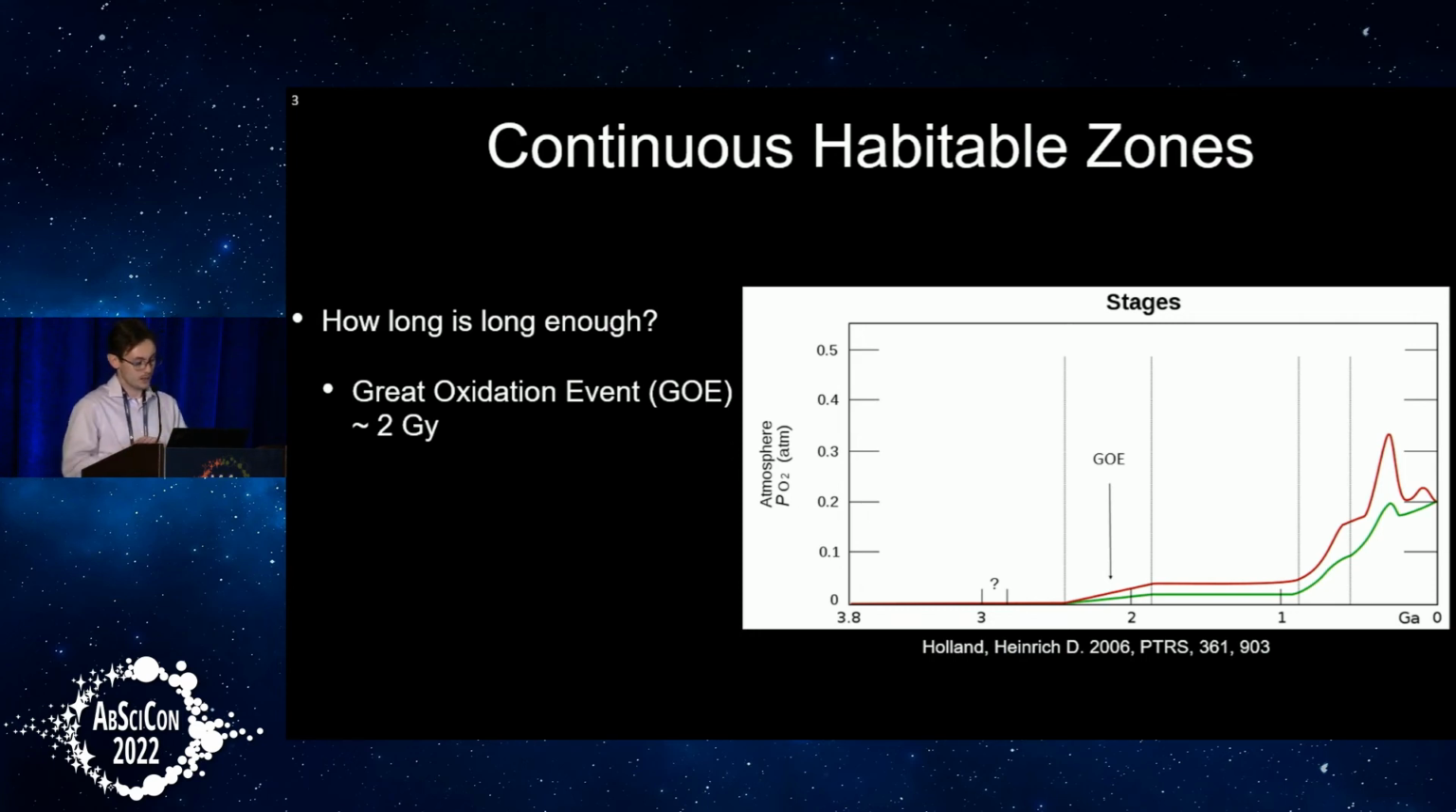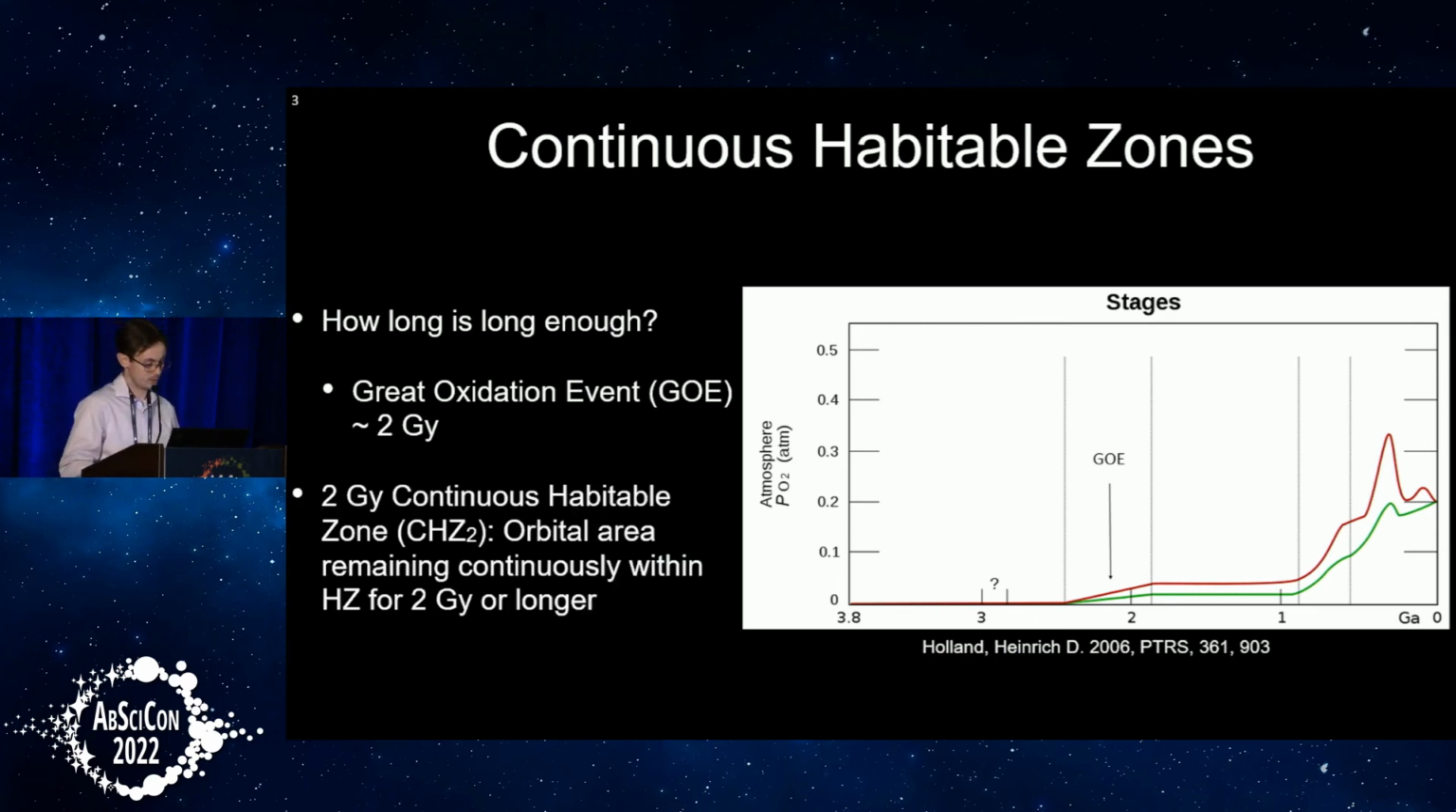But obviously you could look at other things like methane, which would have made a detectable impact a little bit before this. But yeah, so then we redefine the CHZ as the CHZ2, or the 2 gigayear continuous habitable zone.